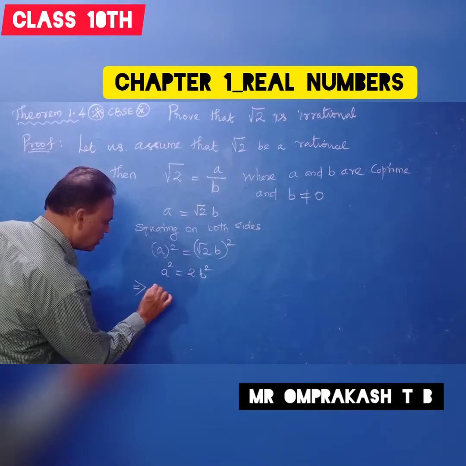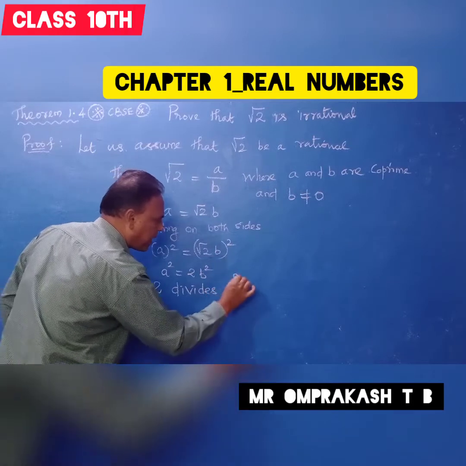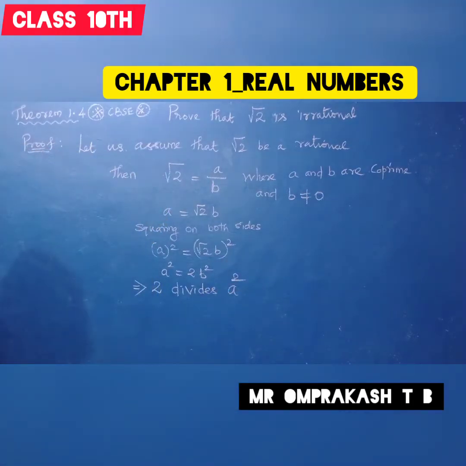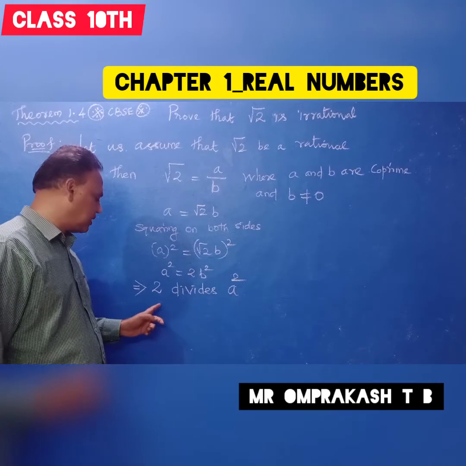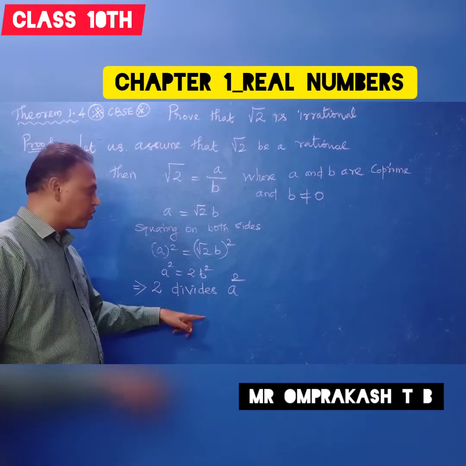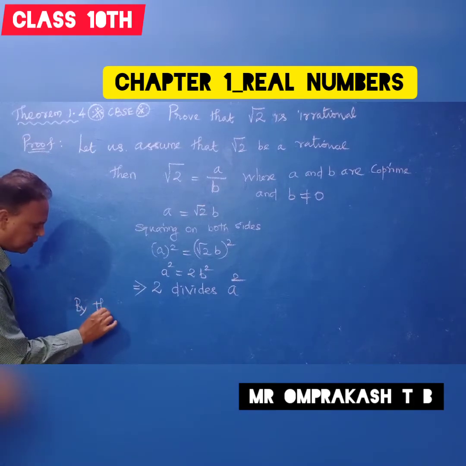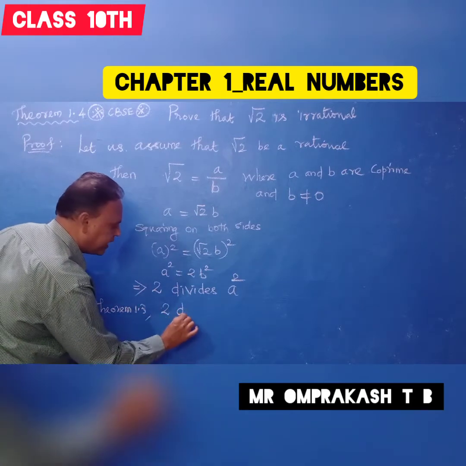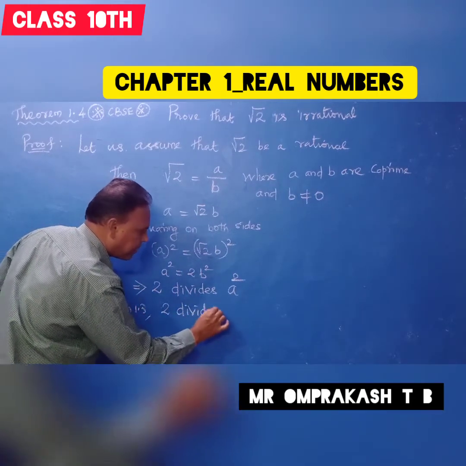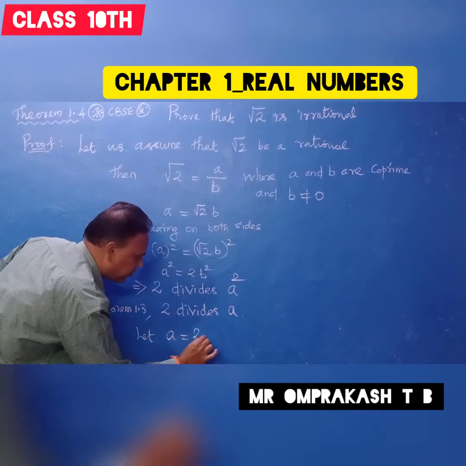Clear? The prime number 2 divides a squared. So you just recall the previous theorem. Since p is a prime number, p divides a squared, which means what the theorem says: p also divides a. So by theorem 1.3, 2 divides a. Let a be written as 2c, for some integer c.